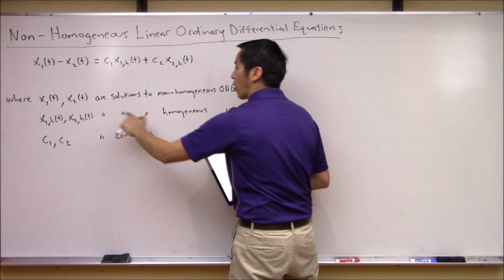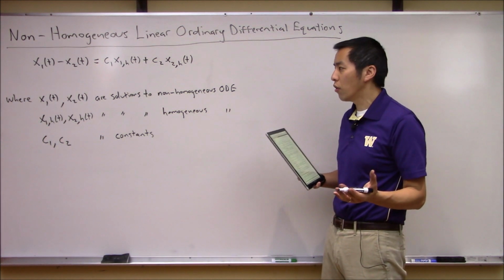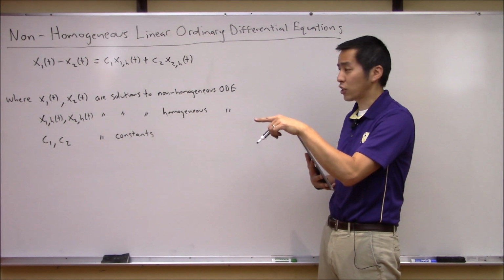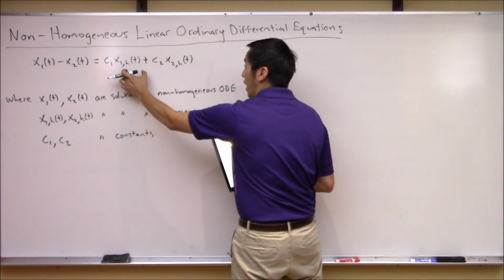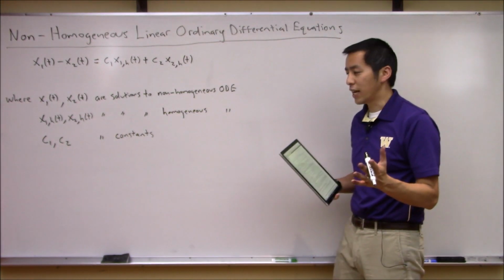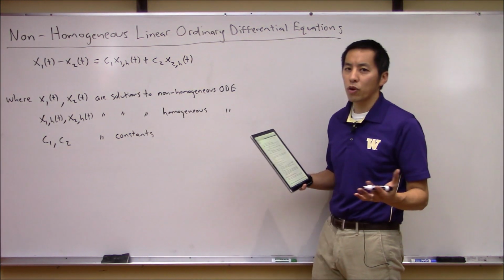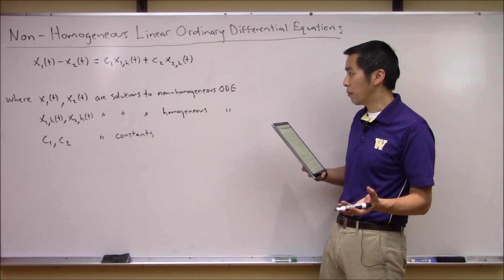x1h and x2h are solutions to the homogeneous ODE, and we know how to solve for those, because we talked about that in our immediately preceding lecture about how to solve a homogeneous linear ordinary differential equation. So that's what x1h and x2h are. Those are solutions you get out of that. And c1 and c2 are just constants that, we're going to see, help us satisfy initial conditions or boundary conditions of the problem, right?